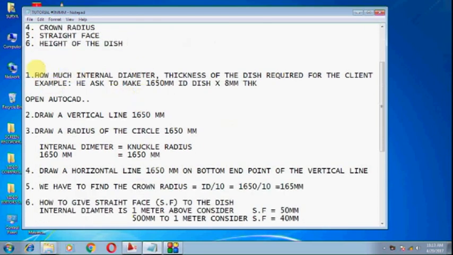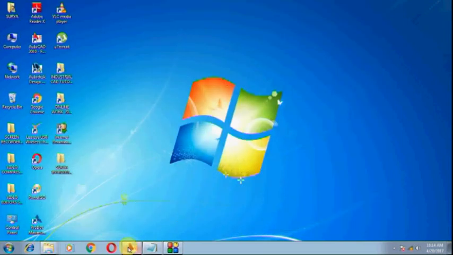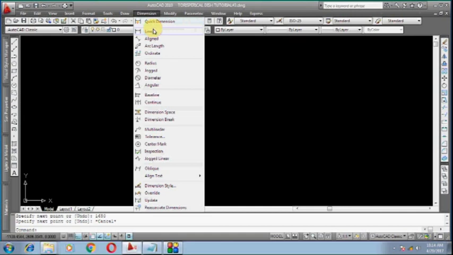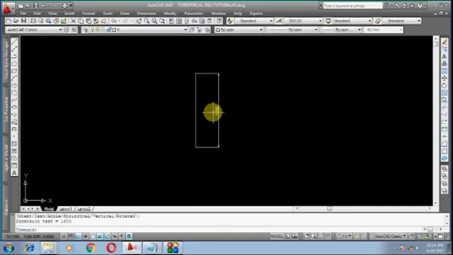First of all, we have to know the internal diameter and thickness of the dish. How much internal diameter and thickness of the dish is required by the client? For example, he has to make 1650 mm ID and 8 mm thick. First of all, open AutoCAD. Next, draw a vertical line of 1650 by using the line command. Measure the line by using linear to check whether it is 1650 or not. It is 1650. Okay.